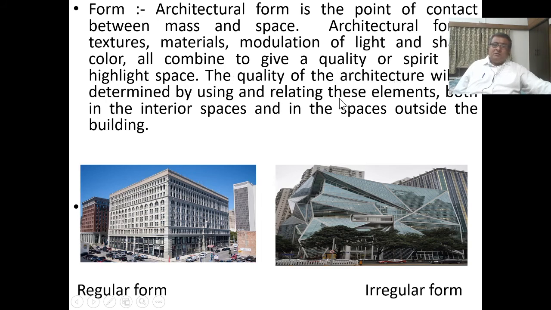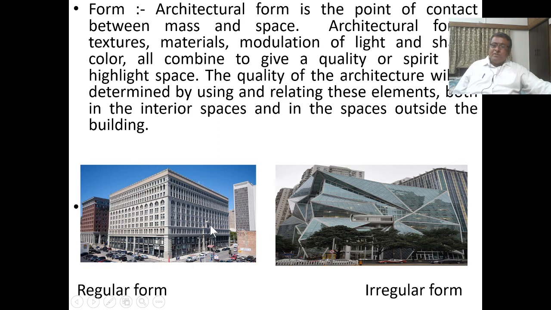The quality of the architecture will be determined by using and relating these elements both in the interior spaces and in the spaces outside the buildings. So textures and materials and modulation of light and shades and color should be matched to give a quality or spirit that highlights the space, and that gives the quality of architecture. So these elements are matched. Here the view, the texture, the material, the modulation, the light and shades are perfectly matched. Design is also perfectly matched.